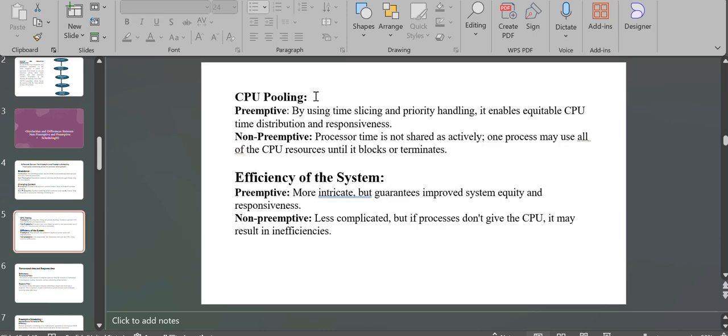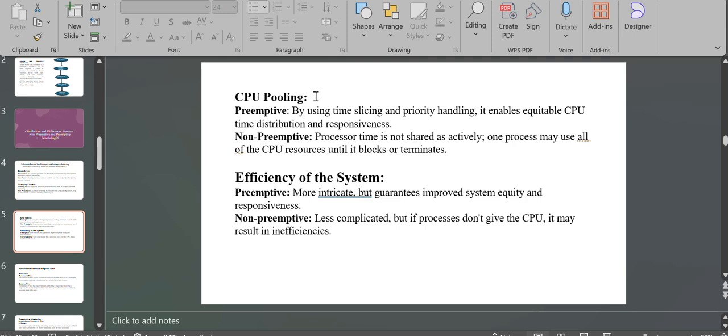And the next one is CPU pooling. In preemptive scheduling, by using time slicing and priority handling, it enables equitable CPU time distribution and responsiveness. And in non-preemptive scheduling, processor time is not shared as actively. One process may use all of the CPU resources until it blocks or terminates.